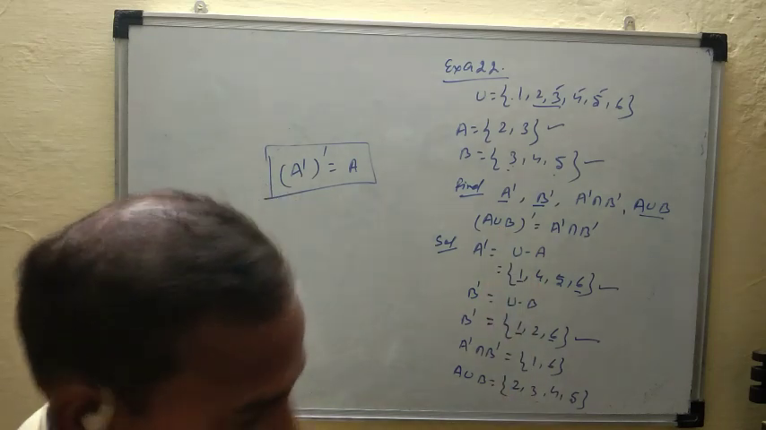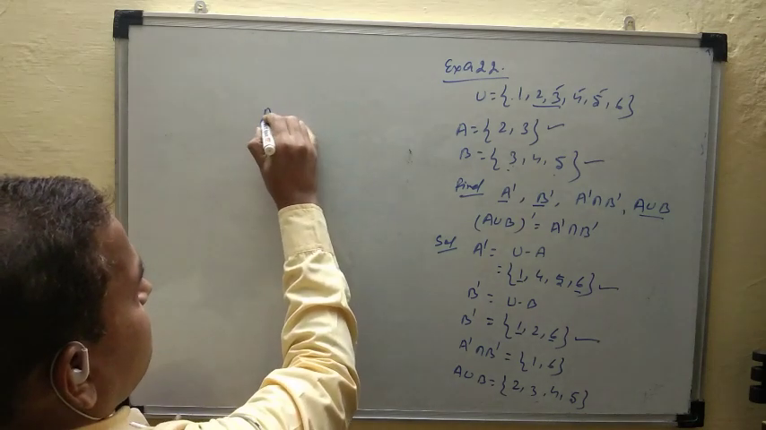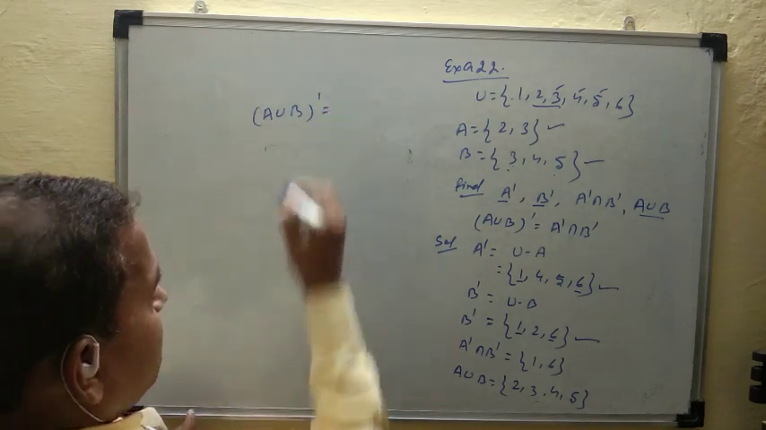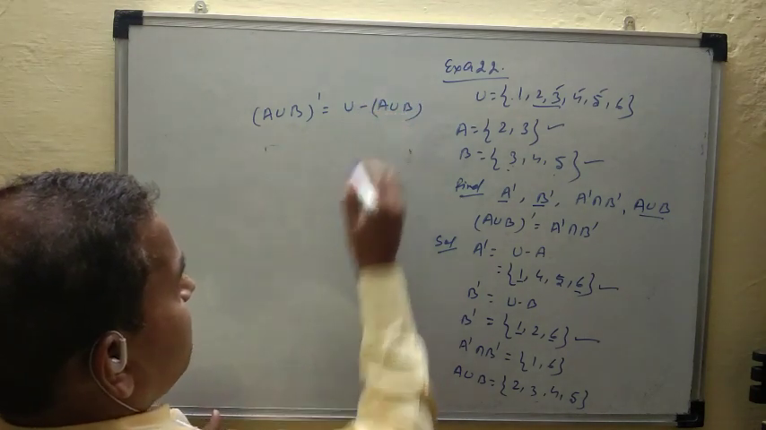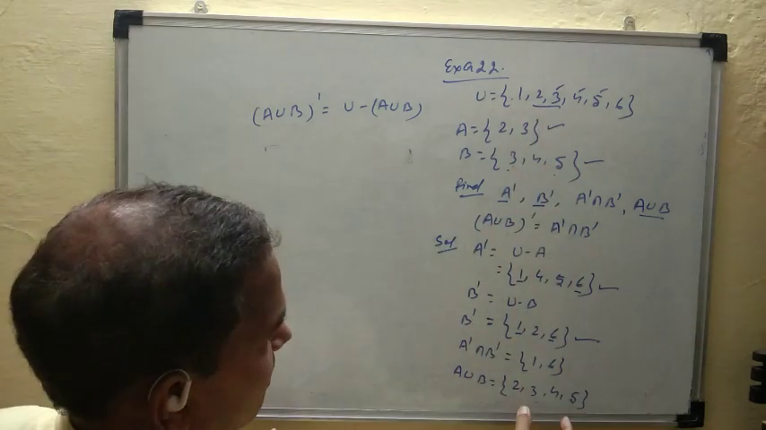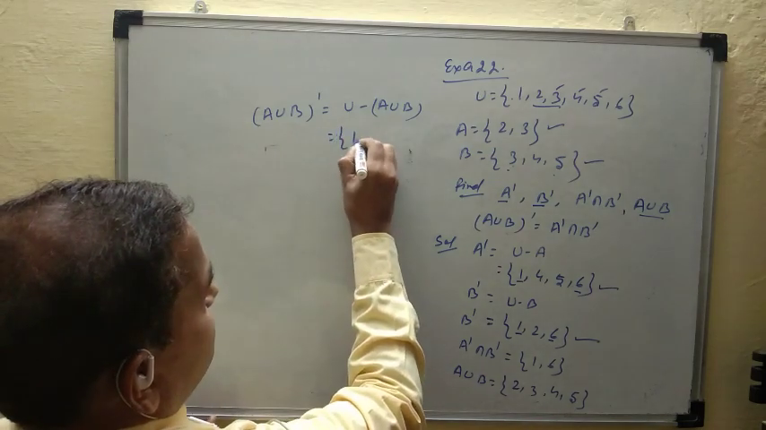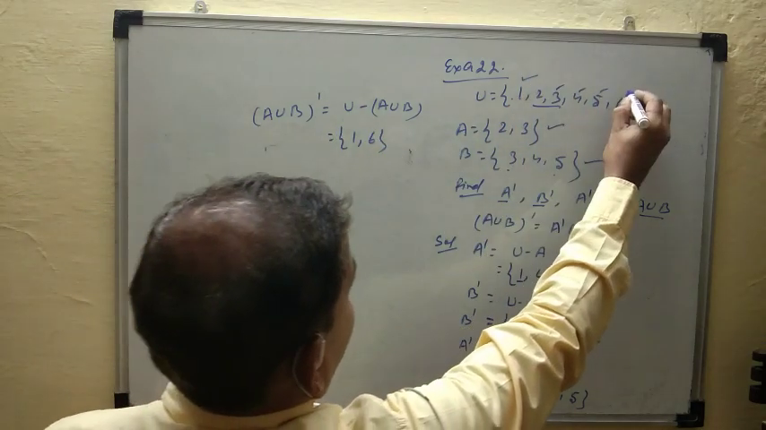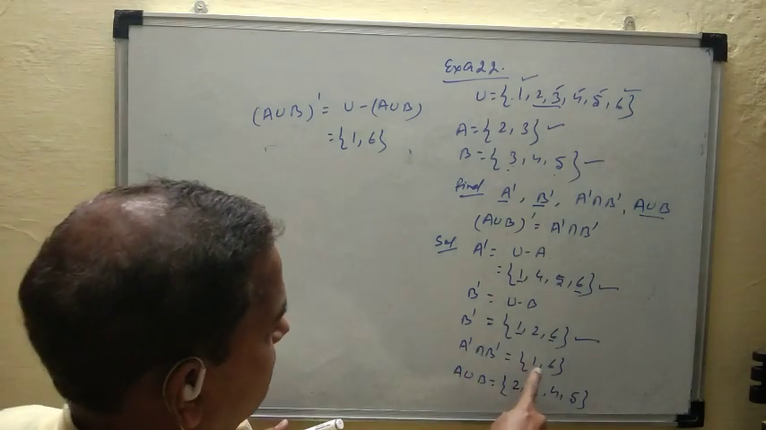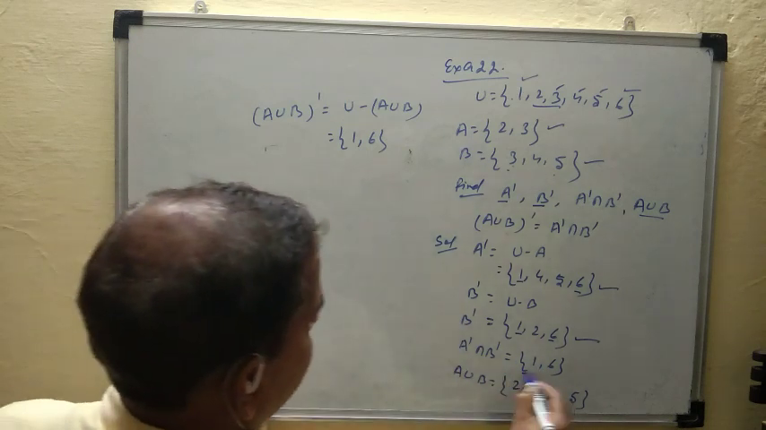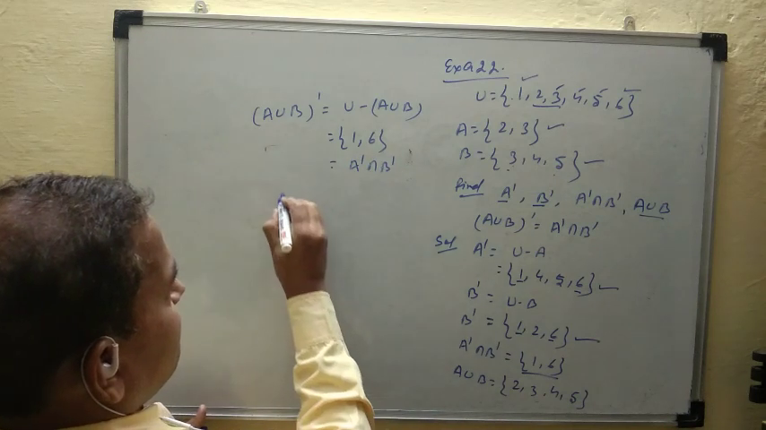Next find A union B whole dash. That is the universal set minus A union B. Subtract these elements from U, that is 2, 3, 4, 5, so the remaining elements are 1 and 6. So this is A union B whole dash, and A dash intersection B dash is also the same, 1 6. So put the value 1 6 equal to A dash intersection B dash.